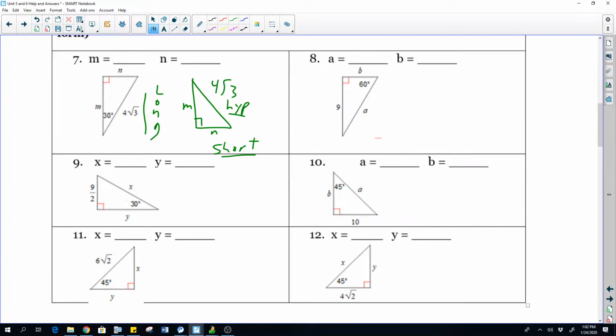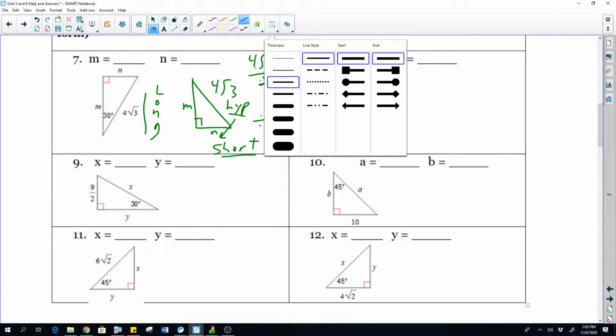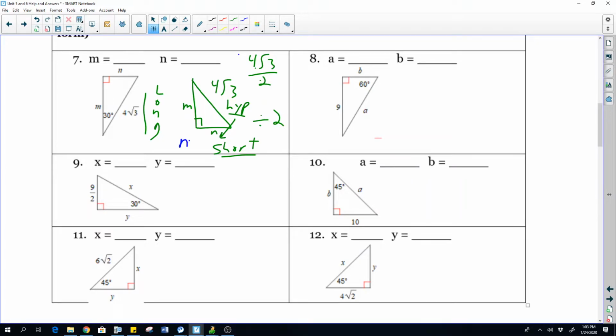So now we're going from the hypotenuse to the short leg. It means we're going to make it smaller, so we're going to divide. The relationship between the short leg and hypotenuse is double. So since we're going the other way, making it smaller, we're going to divide by 2. So we take 4 radical 3 and divide by 2. Radical 3 comes along for the ride. 4 divided by 2 is just 2. So n is equal to 2 radical 3.